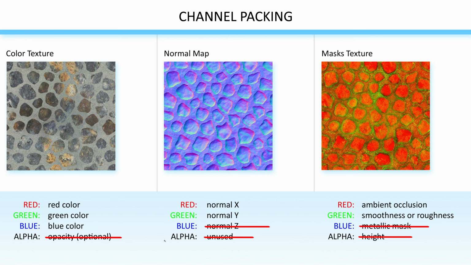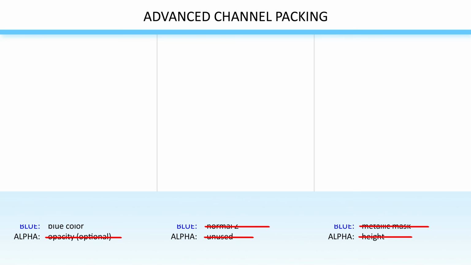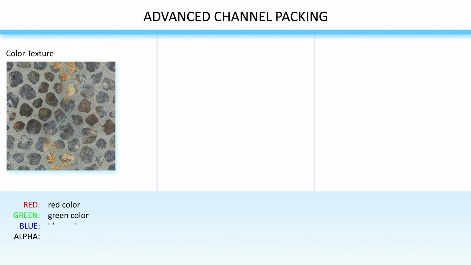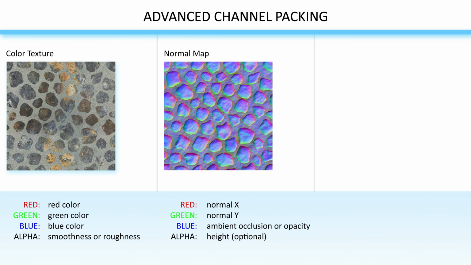And so what we need to do is rejigger this just a little bit so that we can get this from 3 textures down to 2. So let's take a look at how that can be done. So here's our advanced channel packing scheme. We have our color texture, and in the alpha channel, we're going to put the smoothness or the roughness data. Then we have our normal map, and notice now that we're only storing the X and Y of the normal, but in the blue channel, we have our ambient occlusion or our opacity map. And then in the alpha channel, we have our height.